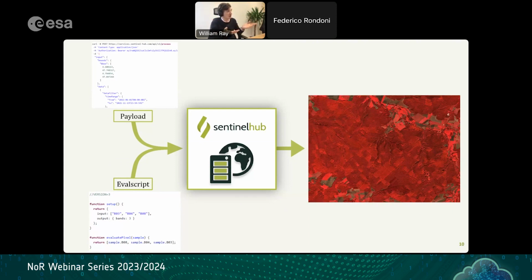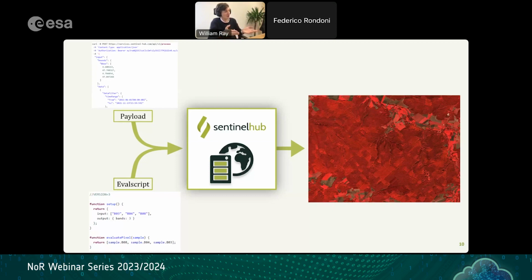In addition, you need to provide an eval script. This is just a very simple bit of JavaScript. This example here, we're just calling 3 bands from Sentinel-2, band 3, 4, and 8, which are the green, red, and near-infrared bands. And then we're just outputting a false color composite. So near-infrared here is in the red channel, but this could be any band combination you want.